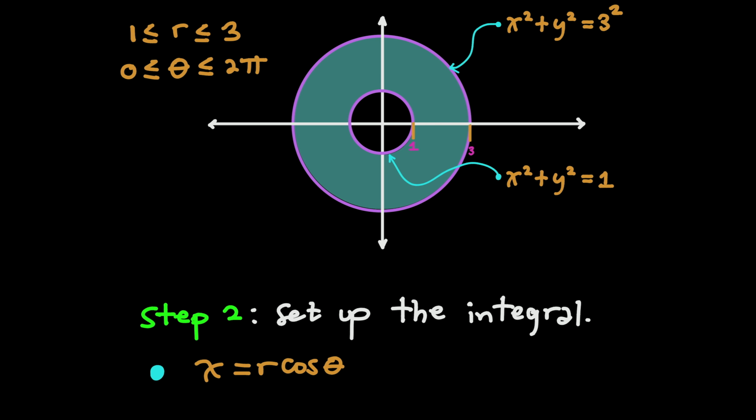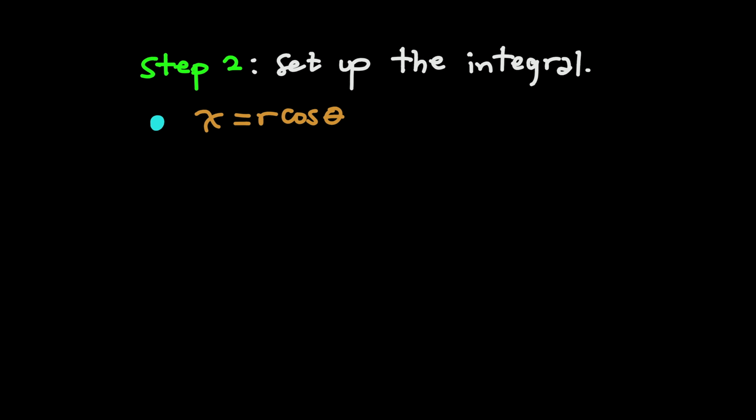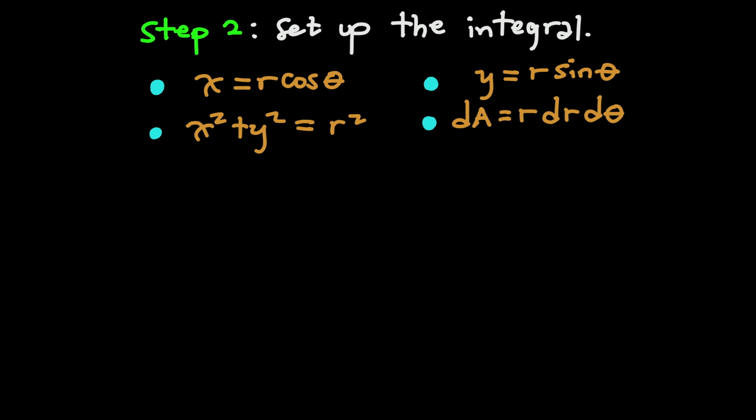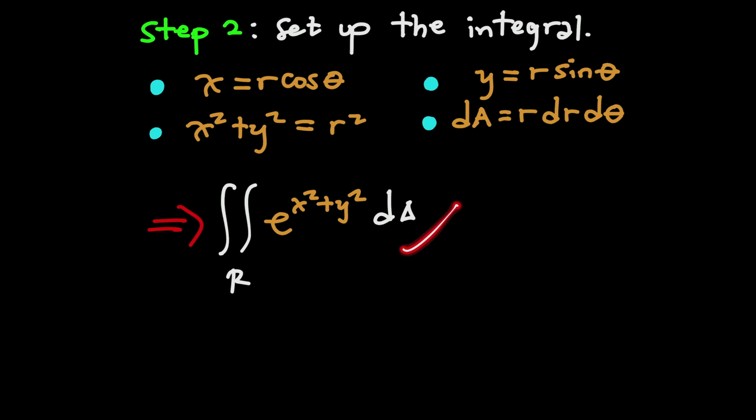Here what we have is that x is equal to r cosine theta, y is equal to r sine theta for the polar. The value for x and y describes that x squared plus y squared is equal to r squared. And moreover, we have the following value for dA, which is equal to r dr d theta. So that in the integral setup, we have this one using the boundaries r from 1 to 3 and theta between 0 to 2 pi.